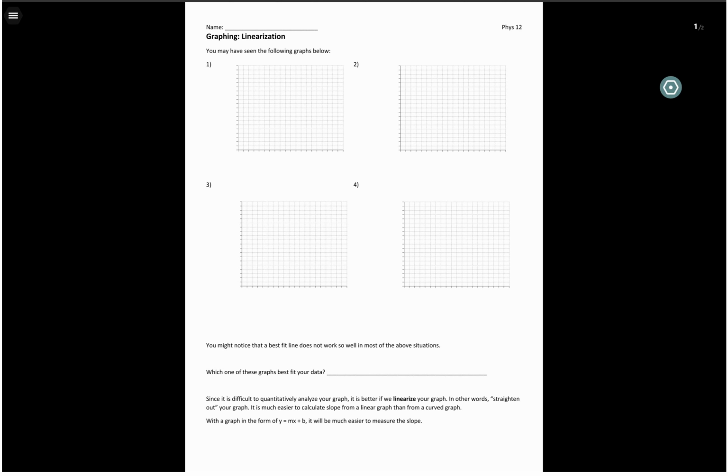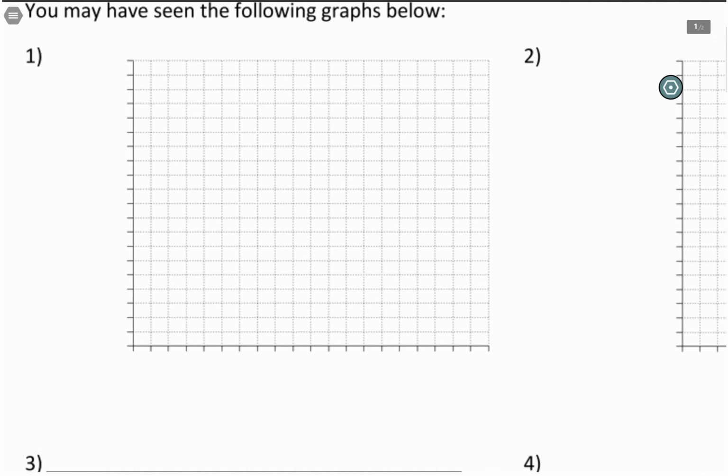So instead of trying to find the tangent of every single point on your curved graph, what we'd like to do is linearize the graph. This lesson is going to teach you how to take your data set and replot it so you get a linear relationship, as well as figuring out what the slope of that linearized graph represents. Before we do that, let's take a look at a few examples of graphs you may have seen before.